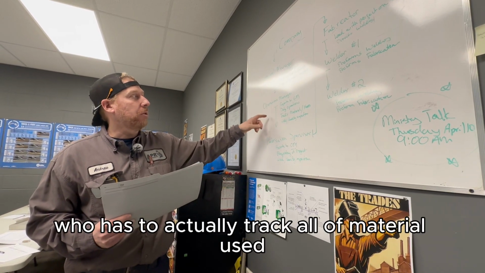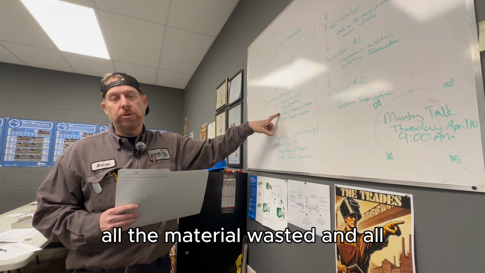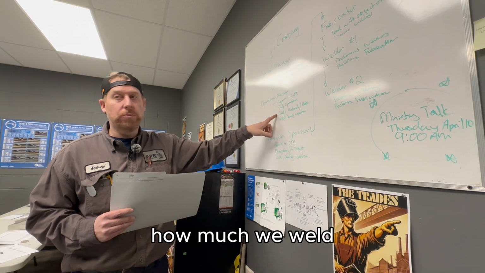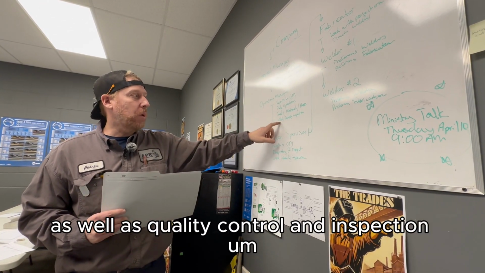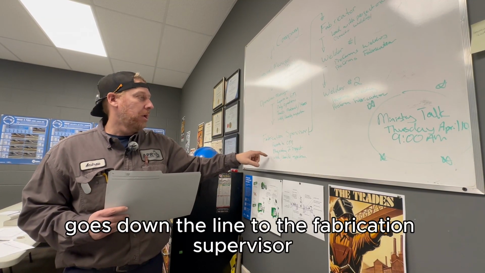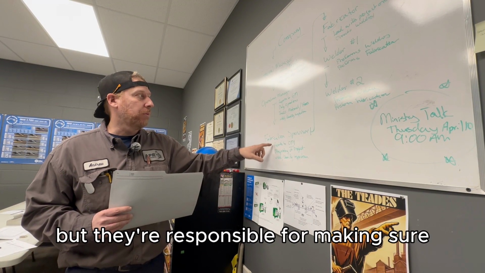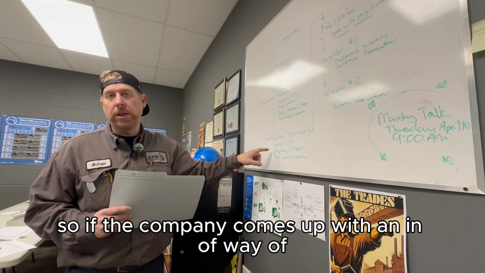So there's a general manager, and an operations manager, who has to track all of the material used, all the material wasted, and all of the consumables, what we weld, how much we weld, as well as quality control and inspection. It goes down the line to the fabrication supervisor, who has to report to the operations manager, but is responsible for making sure and tracking all the blueprints.